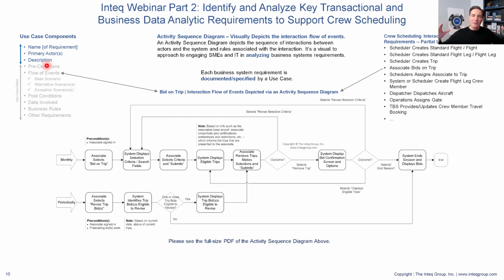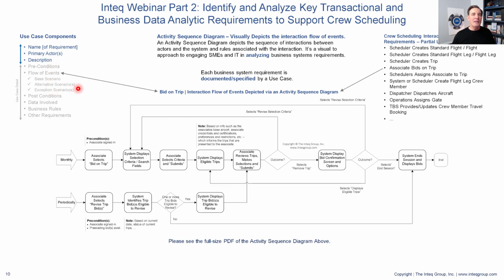Under UML, which is controlled by OMG, Object Management Group, right? There's basically 9 things we need to know to fully specify a requirement. The first 3 things, name of the requirement, actors, and a description, is what we call the header or summary level of the use case. The name of the requirement, bid on trip, who can do it, various associates, flight attendants, the cabin crew, these kinds of things. Just a brief description of what it means.